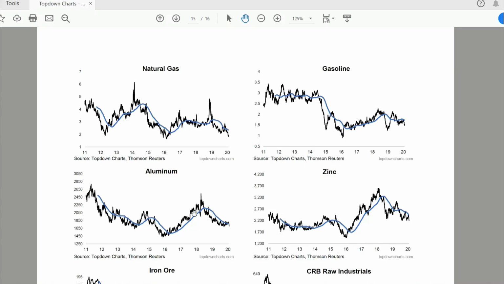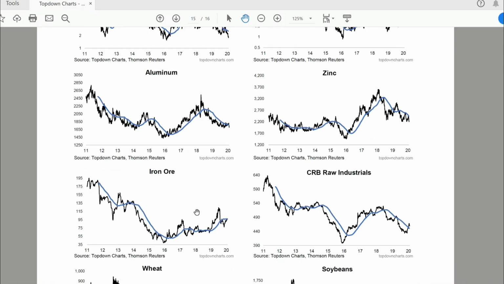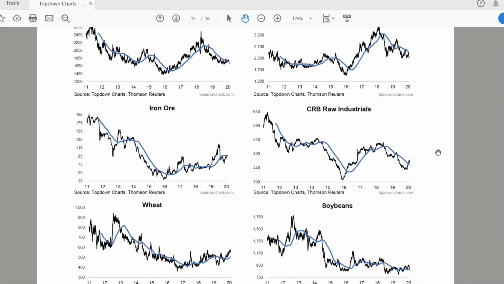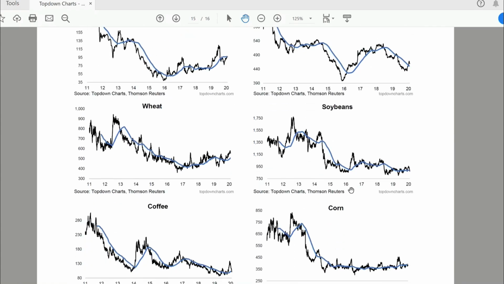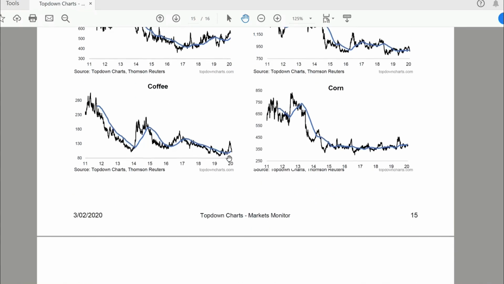So natural gas, gasoline, again aluminum, zinc, iron ore, obviously that one's close to the heart down in this corner of the world. CRB raw industrials, it's always an interesting one to keep track of, even though it is a rather odd index. It contains all sorts of weird things like burlap and tallow and all the rest of it. Wheat, soybeans, coffee. Obviously coffee is one that a lot of us are very interested in.